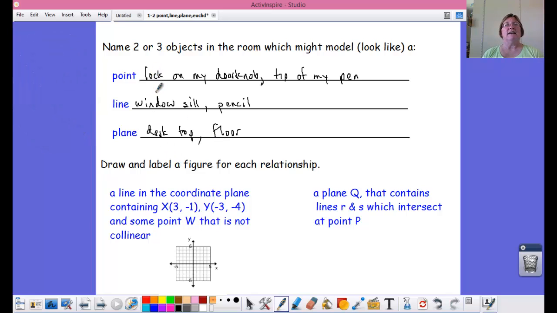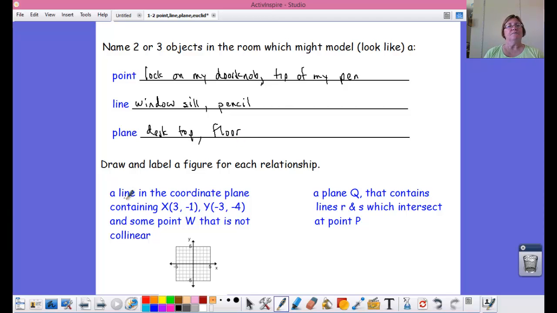Alright, I have my ideas here. I said the lock on my doorknob looks like a point, or what I would picture a point to be, or the tip of my pen or pencil. Okay, not the entire thing, just the tip. A line, well, a line has to go in two directions, and a windowsill is a good model of a line, as is a pencil. The only thing is, you've got to remember that in geometry, lines extend forever. A plane might be modeled by the top of my desk or the floor or ceiling in my house or the room that I'm in now.